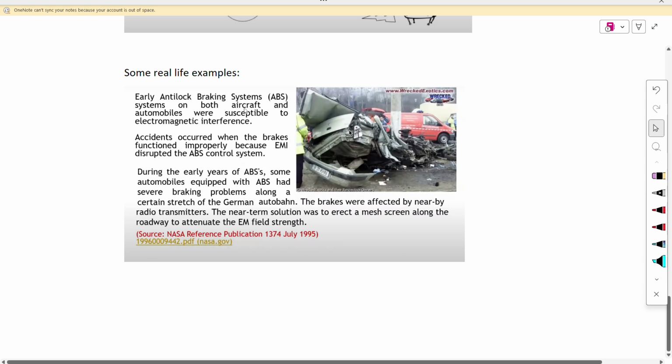Early anti-lock braking systems, or ABS, on both aircraft and automobiles were susceptible to electromagnetic interference. Accidents occurred when brakes functioned improperly because EMI disrupted the ABS control system. During the early years of ABS, some automobiles equipped with ABS had severe braking problems along a certain stretch of the German autobahn. The brakes were affected by nearby radio transmitters, which caused the malfunctioning of the control system of ABS and led to a lot of accidents.